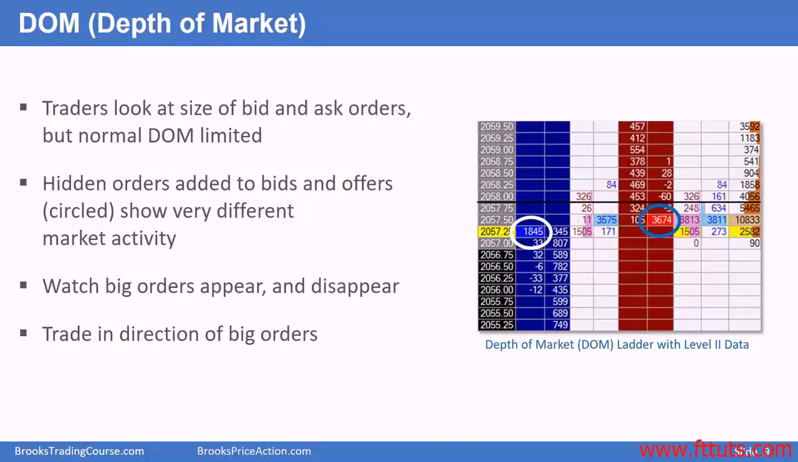For DOM trading, depth of market, a lot of traders look at the size of the bid and ask orders. And there are different types of DOM trading. Some traders get depth of market with level 2 data, and that allows them to see hidden orders, and you get a very different picture of what's going on. Like here, look at the circled data. You can watch big orders appear and disappear, and in general, the idea is to trade in the direction of the big orders.